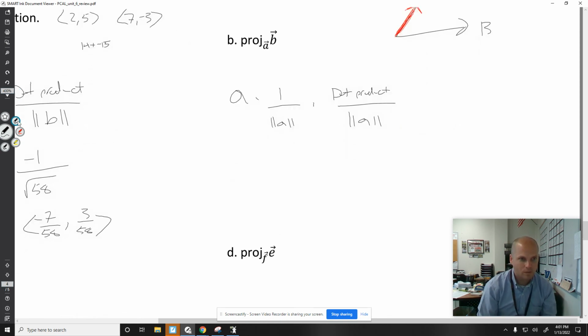Works out. A's vector is 2, 5. A's magnitude would be 25 plus 4, which is 29, root 29. You can square that. That's in the formula that we used on the homework. Dot product I already did was negative 1, root 29.